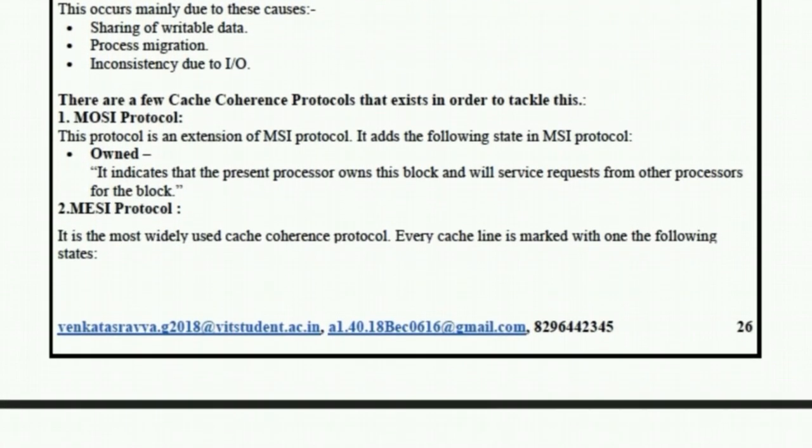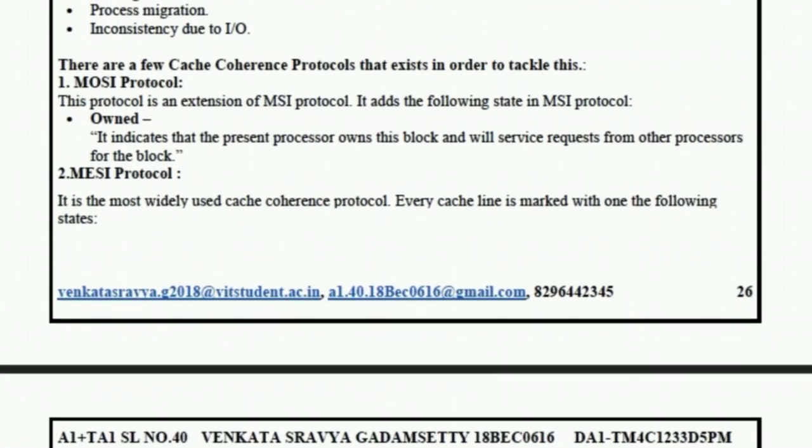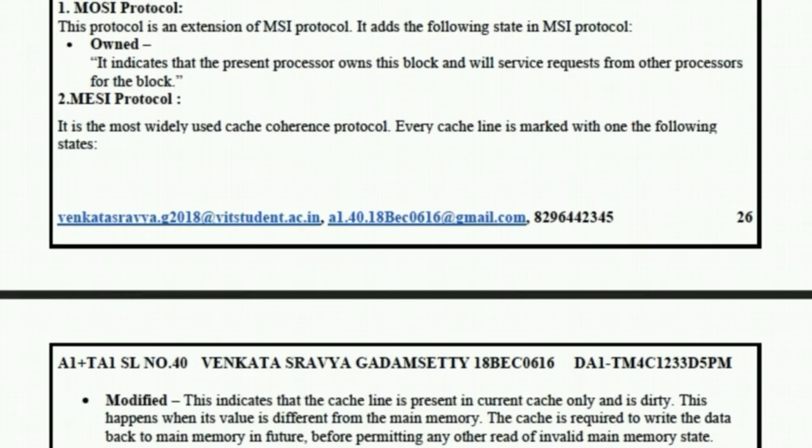So let us lastly look at the cache coherence and how a hit and miss is handled by the microcontroller. A microcontroller supports processor level parallelism to some extent. I would not say that it is completely in parallelism, but it does support it to some extent. So we have something called a cache coherence problem. This occurs mainly due to three causes: sharing of writable data, process migration, and inconsistency due to input and output ports. A few of the protocols that the microcontroller follows are the MOSI protocol and the MESI protocol.